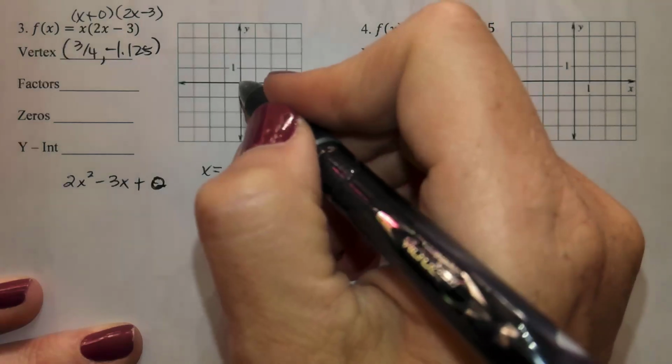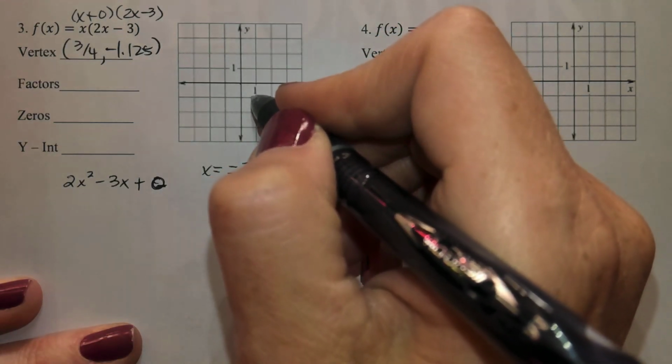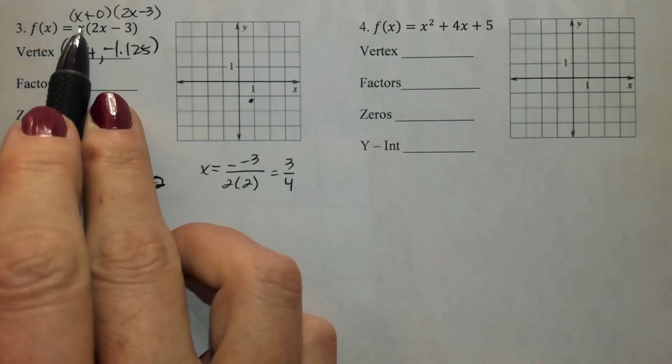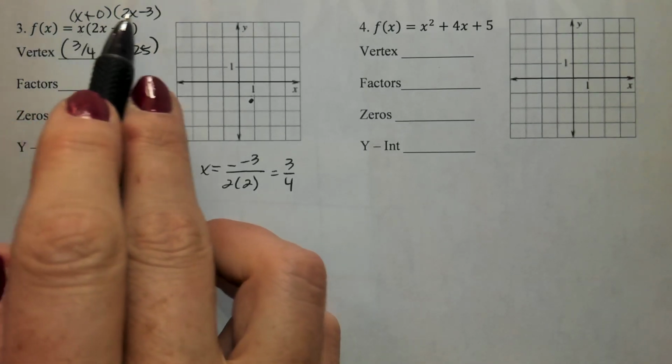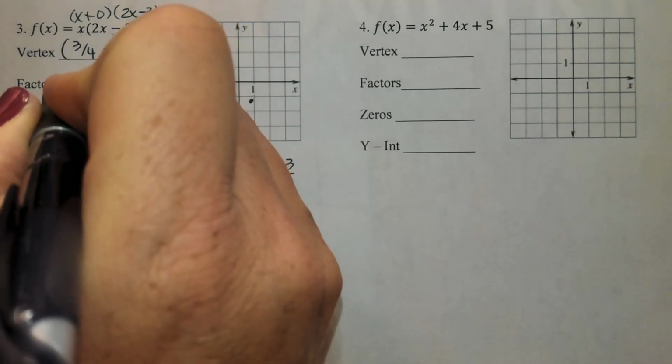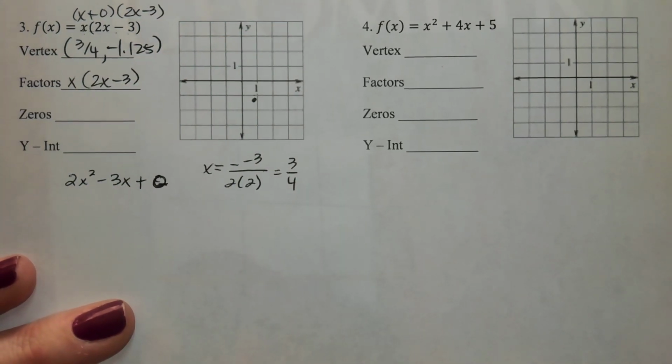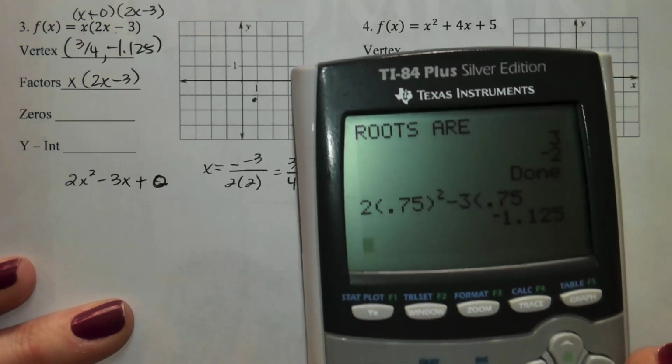And we're using that to graph, so about 3/4 and then -1 and just a little bit more. Puts me about there. My factors, it's already factored for me, so I can either use this set or this set. So I've got x and I've got 2x minus 3. Those are both good. You could actually solve both of those to find your zeros. I'm going to show you a different way on your calculator to find your zeros.